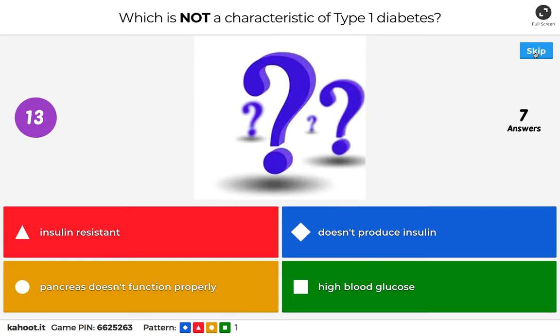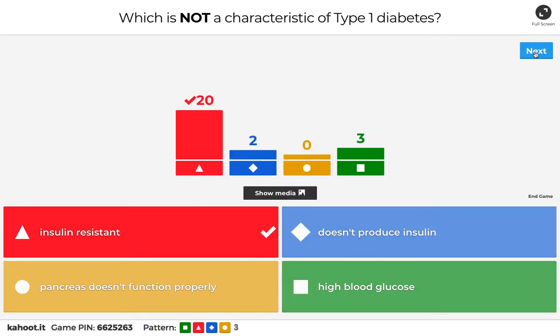What is not a characteristic of type 1? No. That's what I did, so if I screw you over, I screwed myself over too. What does resistant mean again? Insulin doesn't work. You have it, but it doesn't work. Type 2 would be insulin resistant. They make the insulin, but it doesn't work to help bring the sugar out of the bloodstream.